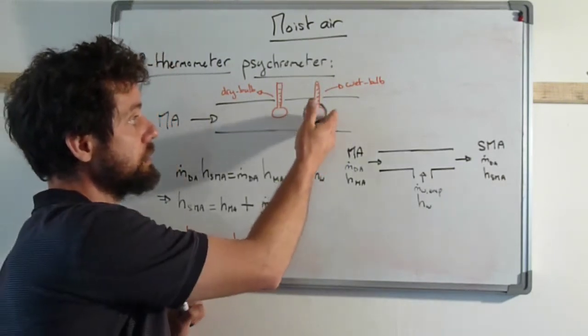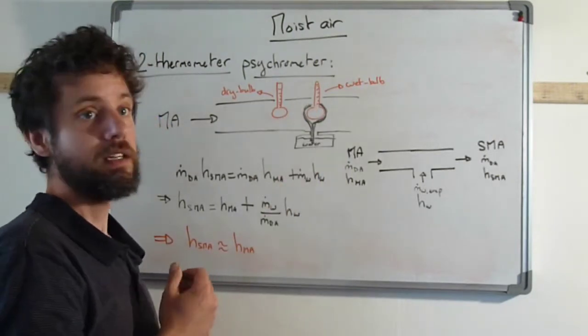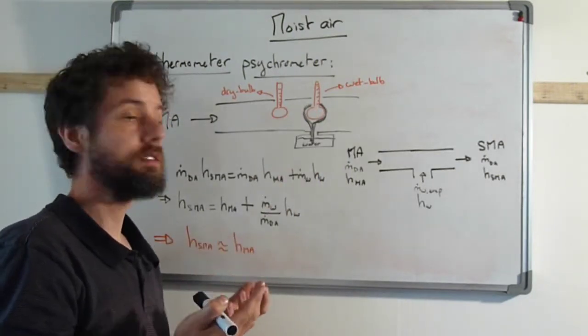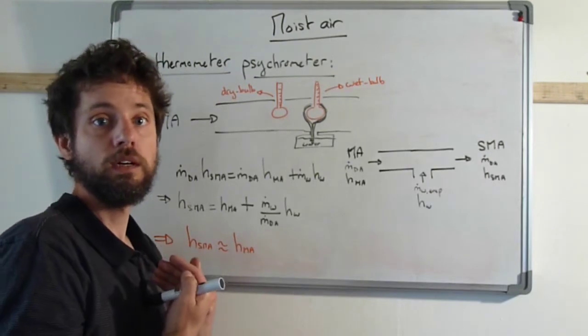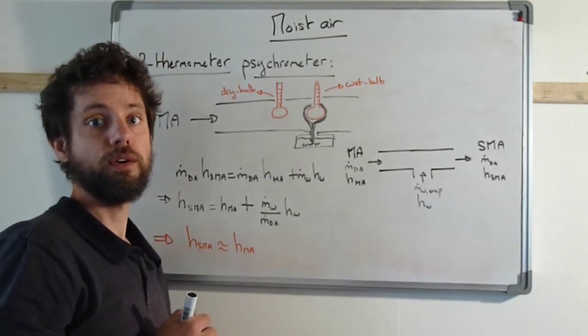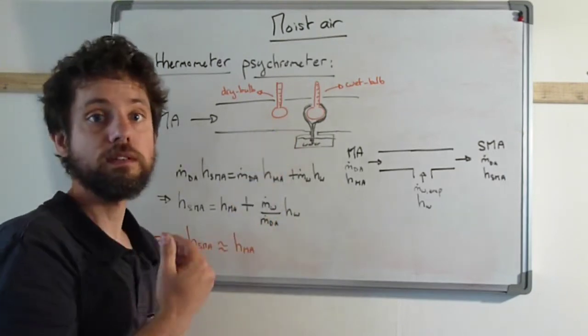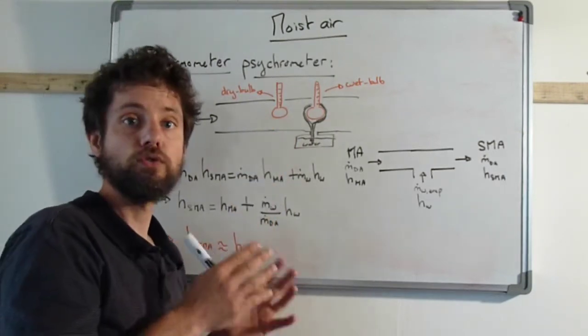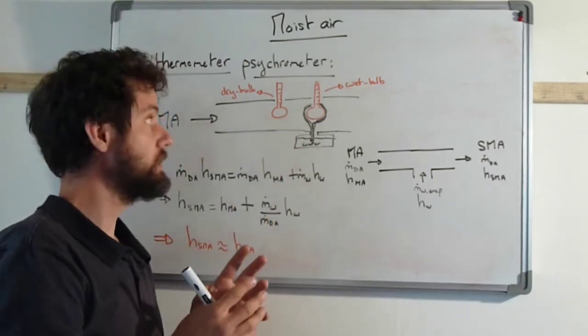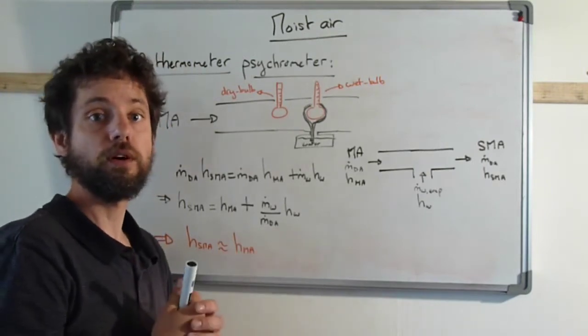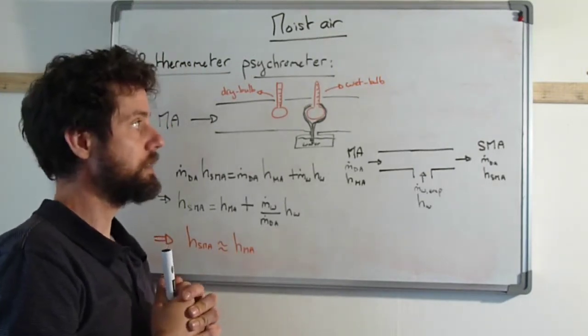So this one is called the wet bulb thermometer, and it measures a temperature that is below the normal temperature of the moist air, and the dry bulb thermometer measures what is called the dry bulb temperature, but it exactly corresponds to the normal temperature of the moist air.